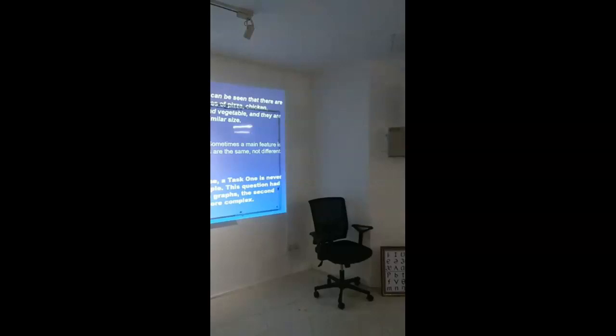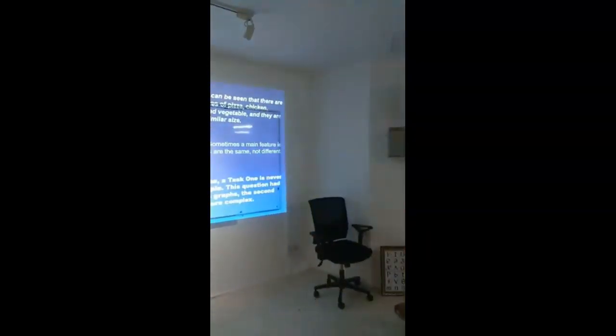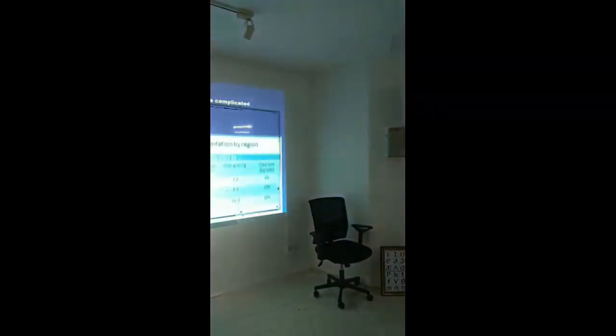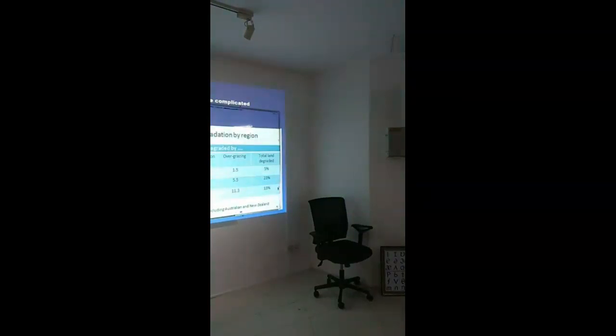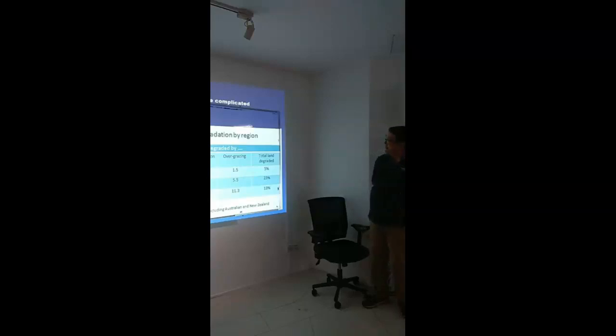Now, of course, task 1 is sometimes one graph, but it's never that simple. Along with the graph, there was this. Oh my goodness, so complicated. What does it say? Cause of land degradation by region. This is the percent of land. We've got three regions over here, and then a whole bunch of different numbers. How do you find the main features there?